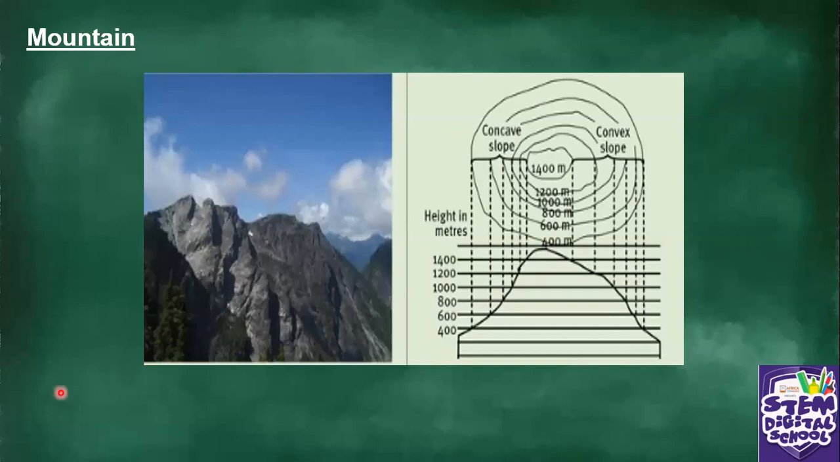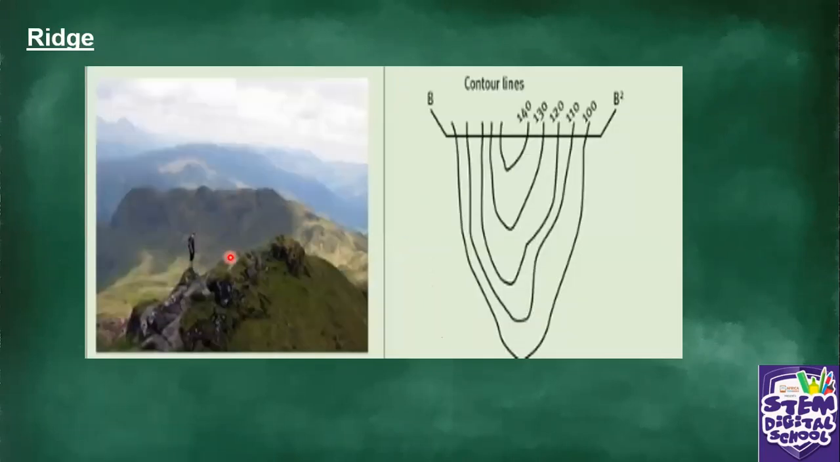All right. Do we have another feature? A ridge. So a ridge is shown by this contour line. So we have 140, 130 to 100. On the outside, the number is smaller. It increases going inside. Okay. So these are the contour lines of a ridge.